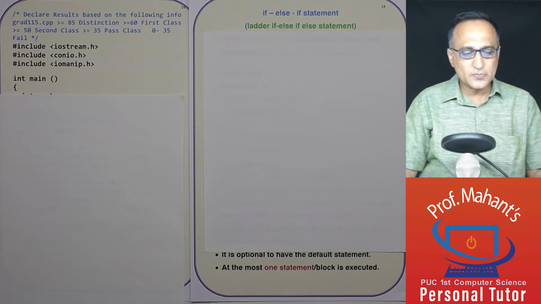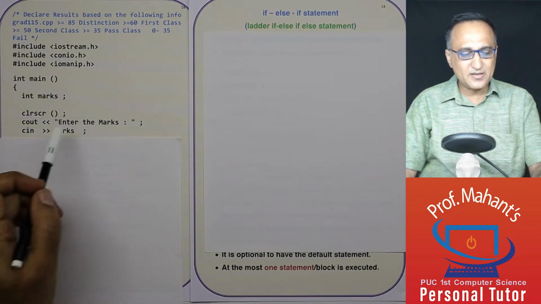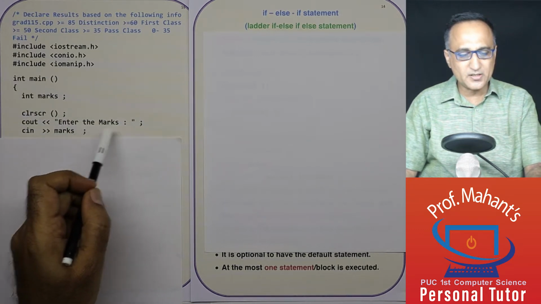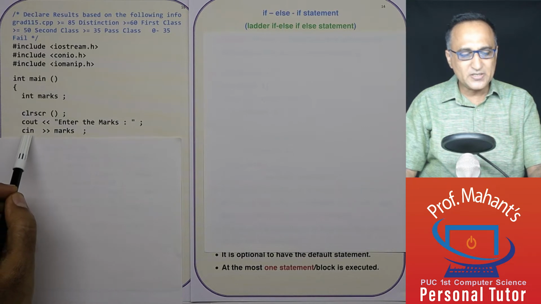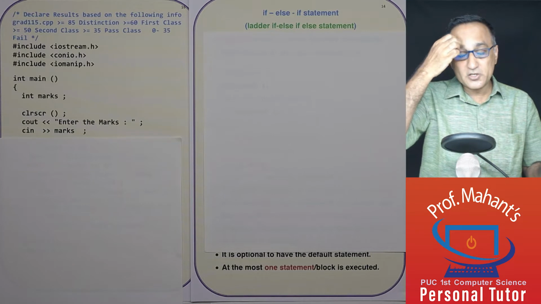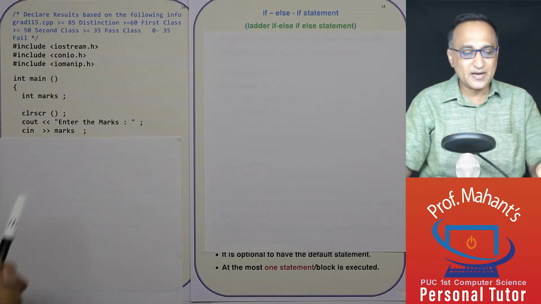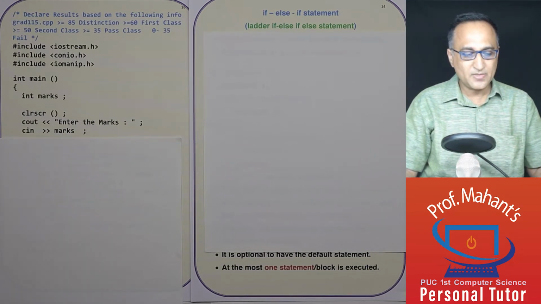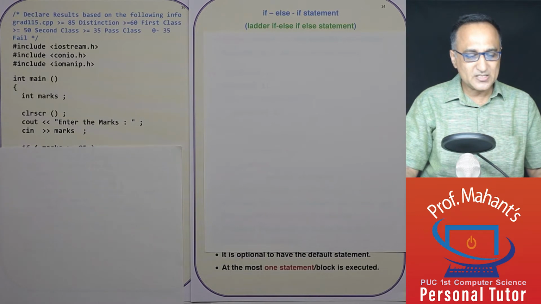So in order to do this program, I require a variable called marks. So I'm going to first ask the user, enter the marks. The user is going to enter the marks from the keyboard and using cin, I am going to save the marks in a memory location or a variable called marks. Now the first condition is very simple.